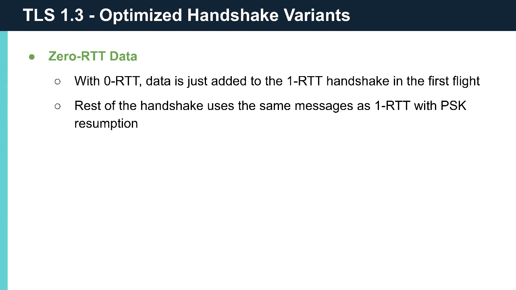And with zero RTT, that early data is essentially just added to the existing one round trip handshake. It's just in the first flight. So it's a zero round trip to get that first early data over to the server. The rest of the handshake uses the same messages that we saw as the normal one round trip did, and then uses the PSK for resumption.